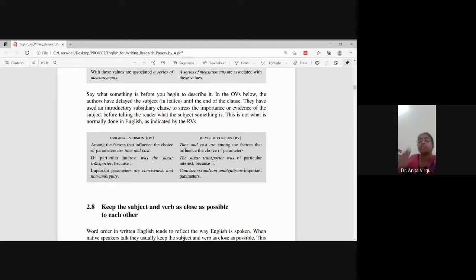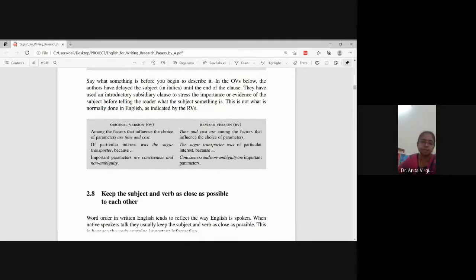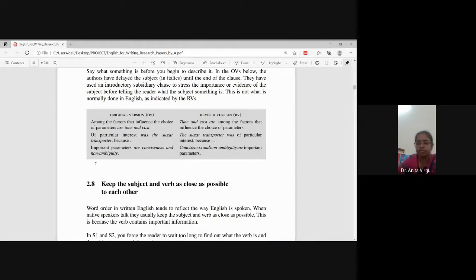So what can we do? Again, the subject should come to the front, and then followed by the verb, and then you have to give the subsidiary clause. So time and cost are among the factors that influence the choice of parameters. So this is the right way of using it. Okay. Of particular interest was the sugar transporter because of particular interest there is some interest. Okay, yes, of particular interest. So the sugar transporter was of particular interest.